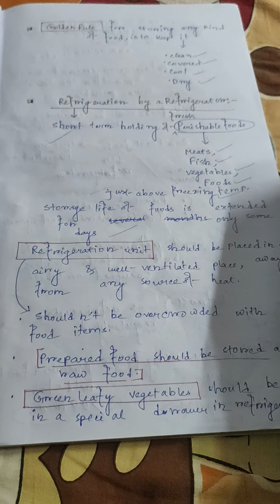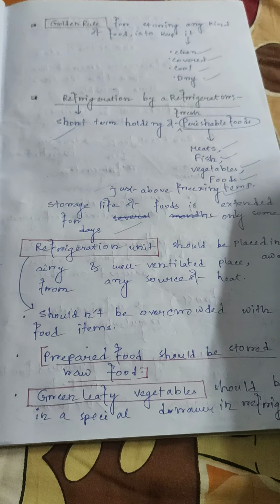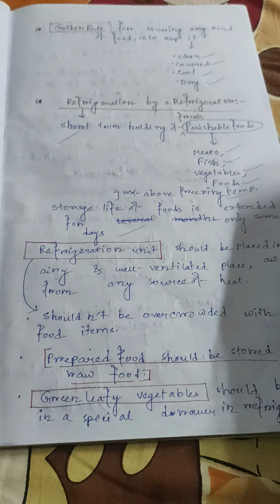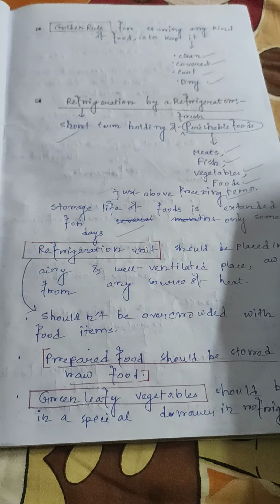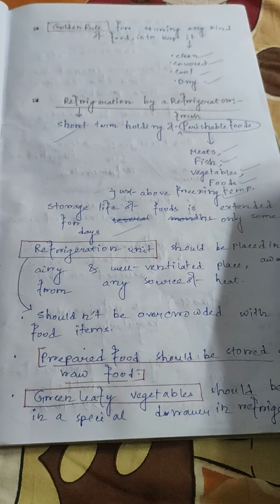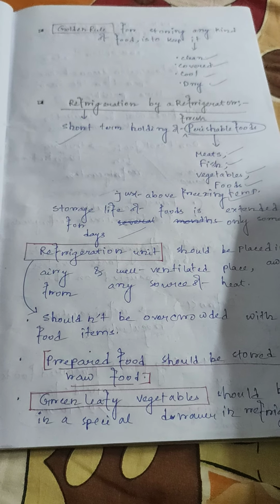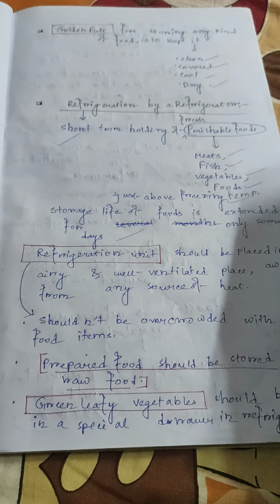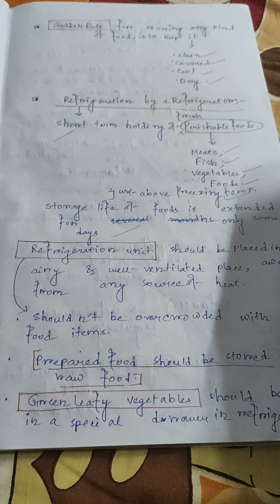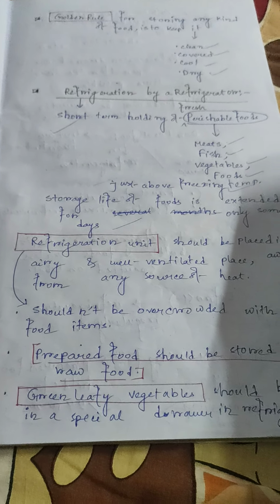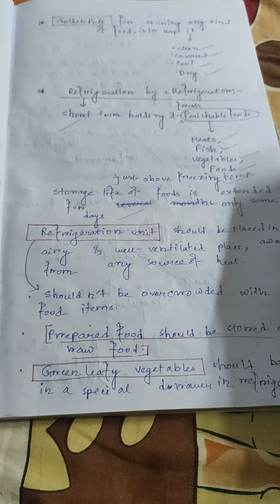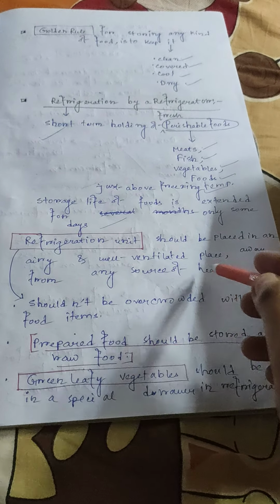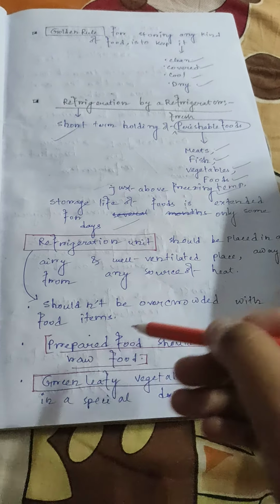So refrigeration by a refrigerator, short term holding of fresh perishable foods. For which term? Short term. Refrigerator is used for short term. Perishable foods like meats, fish, vegetables, foods just above the freezing temperature. Storage life is extended up to only some days. Refrigeration unit should be placed in an airy and well ventilated place away from any source of heat.